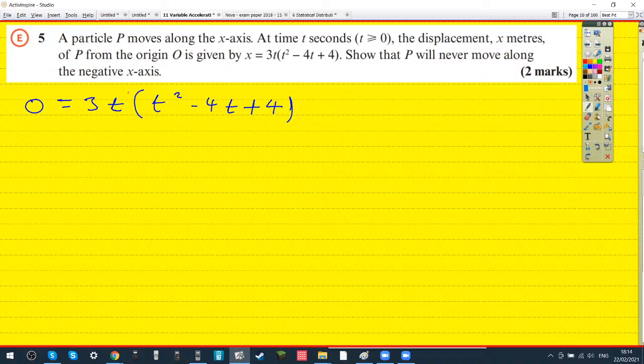I got t is 0 and 2. I don't like that. Okay. But how do we show that x will never be negative? So would I now need to sub in the 2 and the 0 in the initial equation and show that both x values will be positive? Well, they'll both be 0. Let's see.